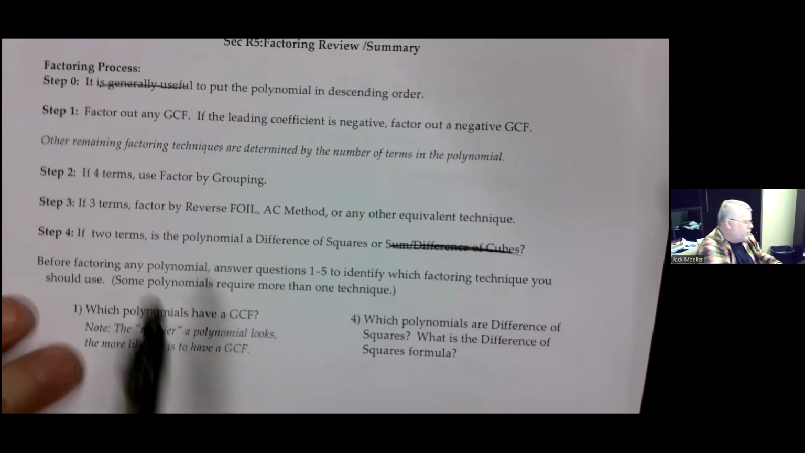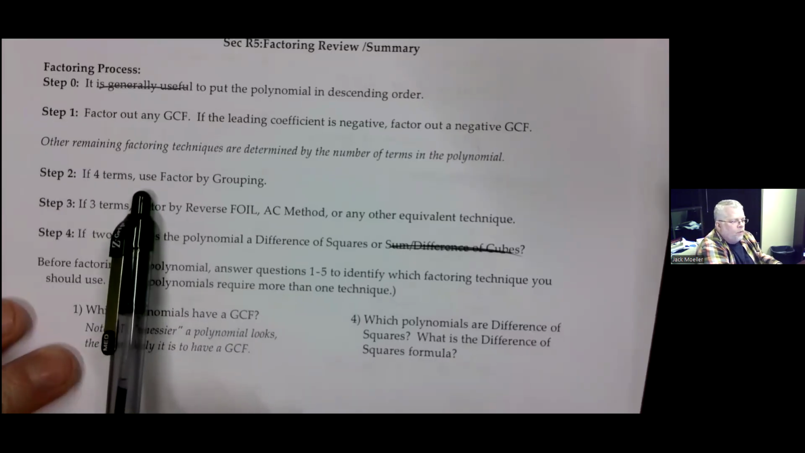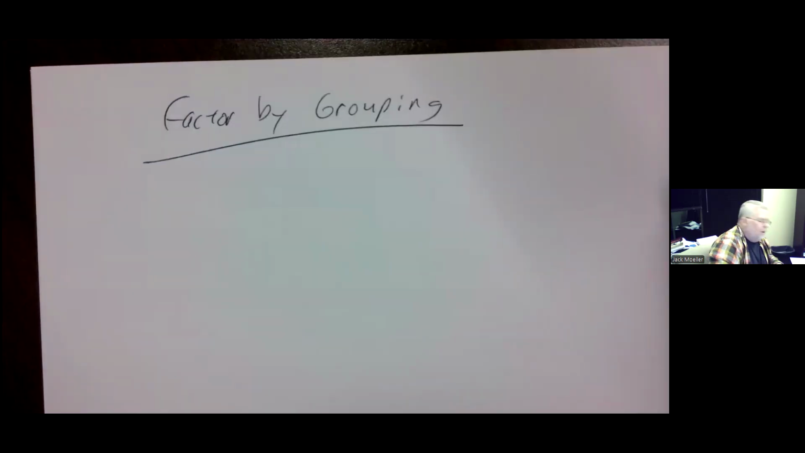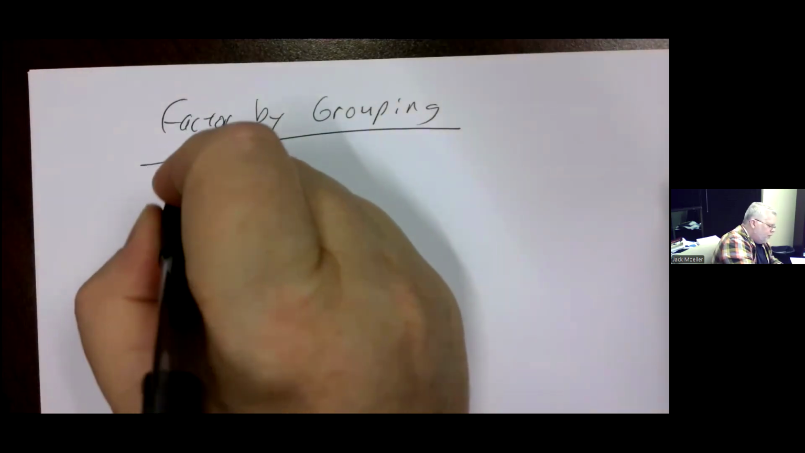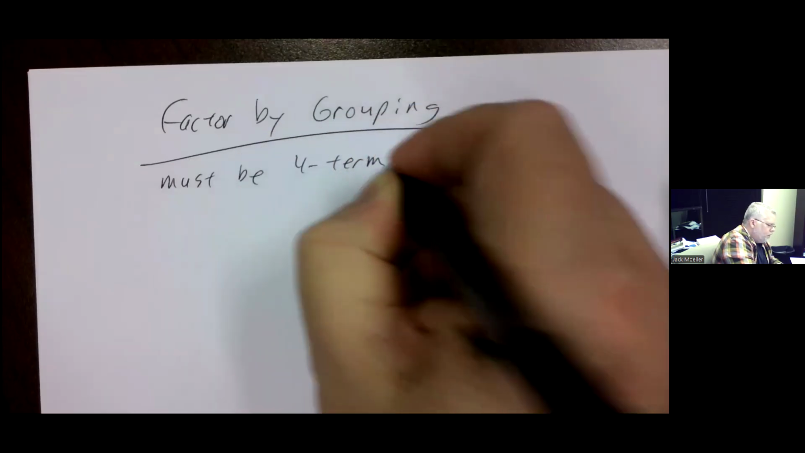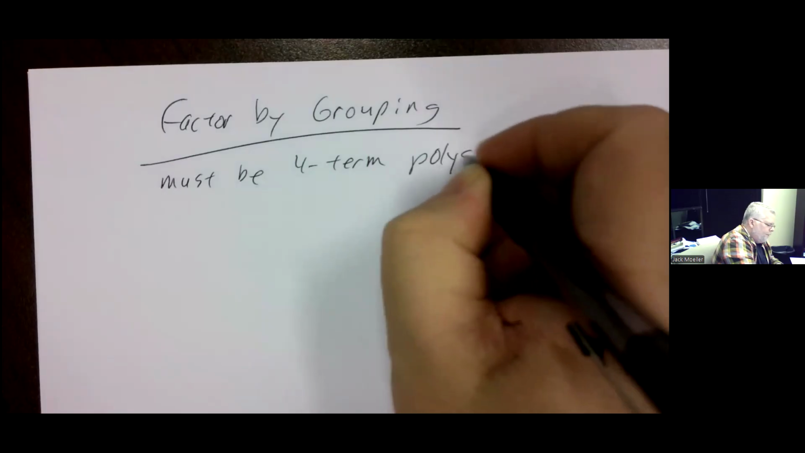So now let's look at factor by grouping, which is for 4-term polynomials. Okay, so the general technique for factor by grouping. First of all, it must be a four-term polynomial. It's the only time you're going to use it.